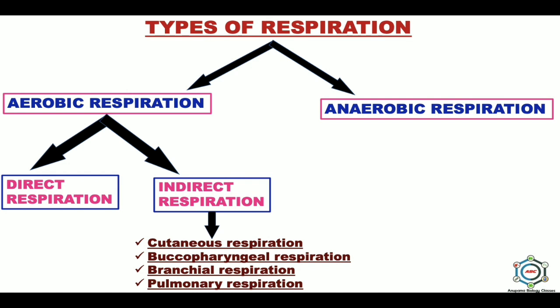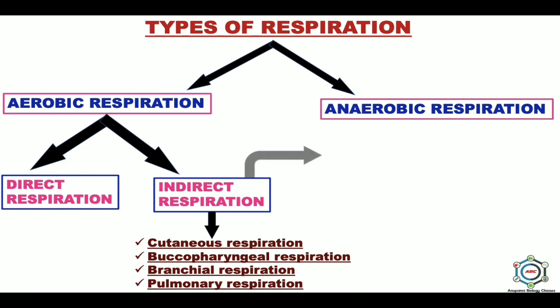In buccopharyngeal respiration, it occurs with the help of the buccopharyngeal cavity and it takes place in certain amphibians such as frogs and toads. In branchial respiration, exchange of gases occurs by gills and it is found in many annelids, most crustaceans and mollusks, certain insects, echinoderms, all fishes and some amphibians. And the last one is pulmonary respiration, where the exchange of gases occurs by lungs and it takes place in some amphibians and land animals like reptiles, birds and mammals.